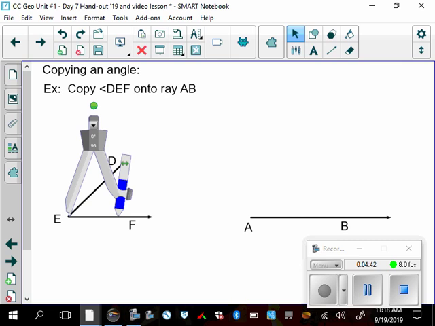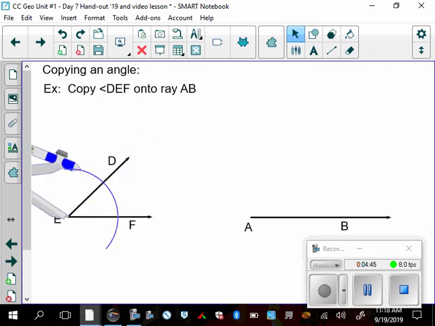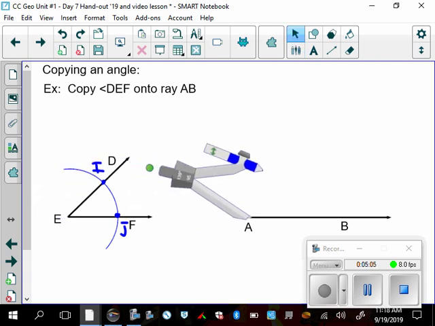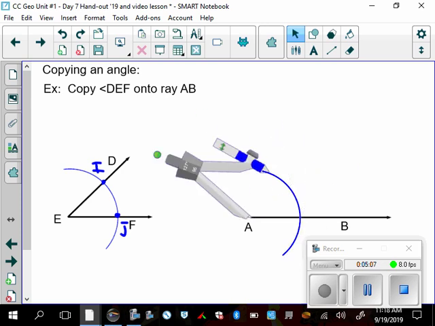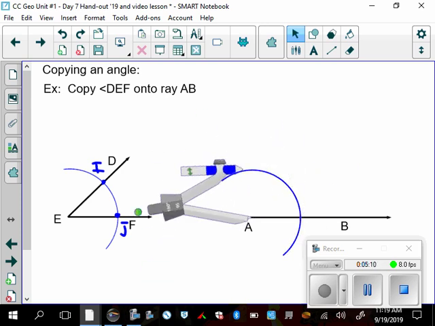And it doesn't matter how wide my compass is, I'm going to draw an arc that hits both sides of the angle. And I said to label these I and J. That way I had something to think about or refer to. Okay, now I'm going to take my compass, anchor it on the end of the ray, and make that same arc. And you want to make sure that it's long enough. Some of you might want to make a full circle, but you want to make sure that it's long enough. And I said to label the intersection here K.